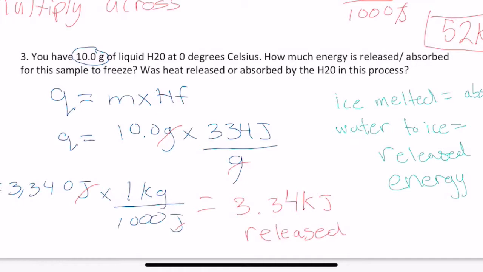So basically what's going on here is that you have to read the question. So look at it again. If you didn't catch it, the hint is there. It says for the sample to freeze. So what's going on? Basically you're changing phase. You're going from liquid to solid. So basically it's got to release energy.